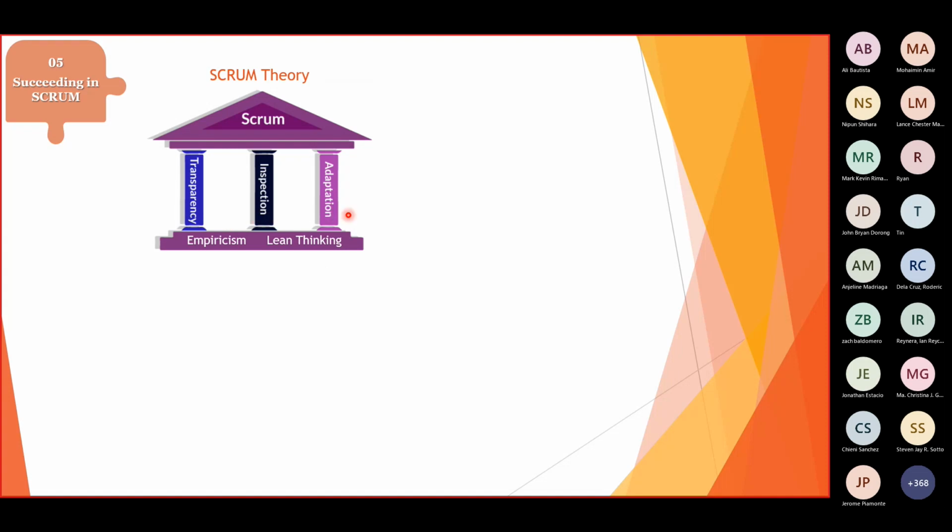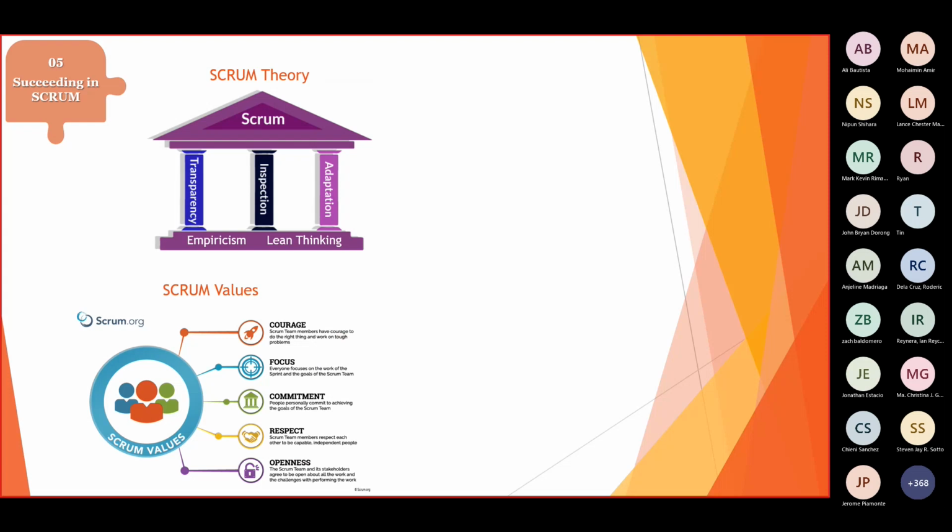So as long as you know the Scrum theory, you embody the different Scrum values, which are having the courage to do the right thing, being focused on your objective and the goals of the Scrum team, being committed to achieving the goals that you have set as a group, respect for your teammates, being equally capable and equally independent. And then the last one, openness for the work that you're doing, sharing transparency and being vocal about the challenges you encounter.